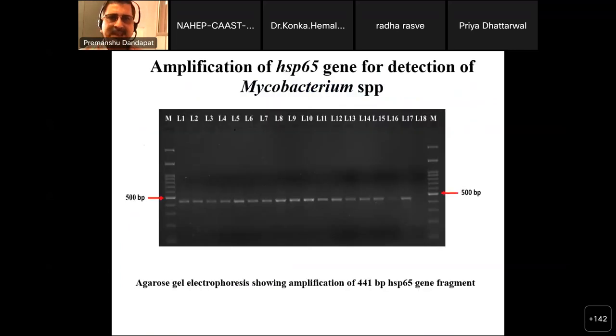So for the PCR, I'll just show you a few pictures. First, we have to find out whether the bacterial isolate is Mycobacteria or not.